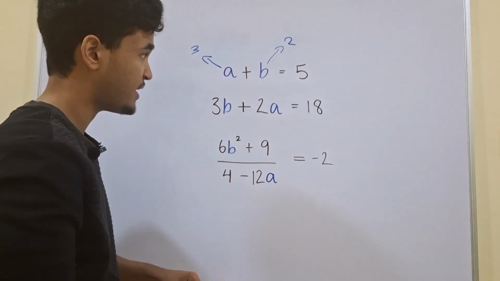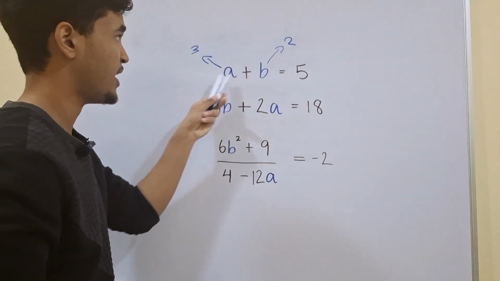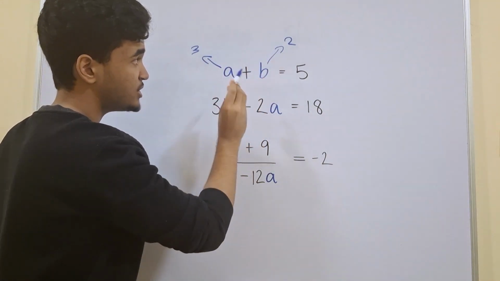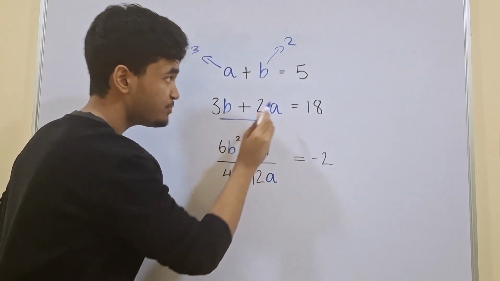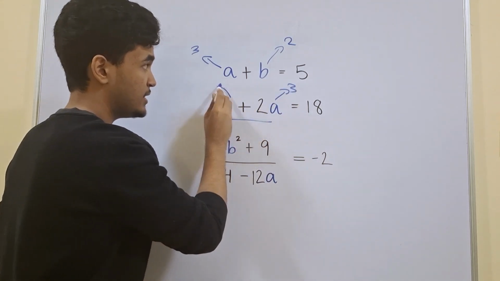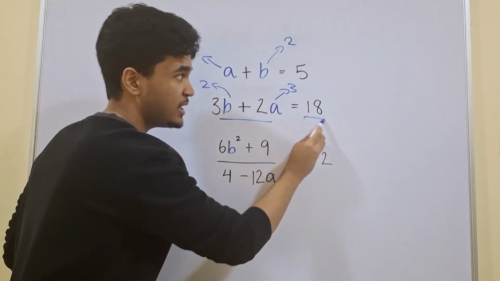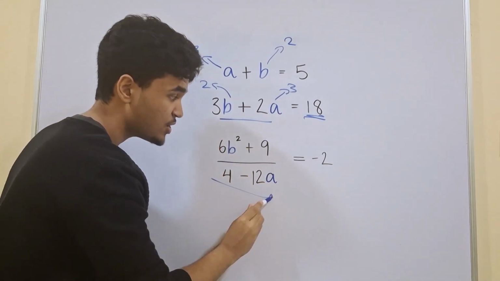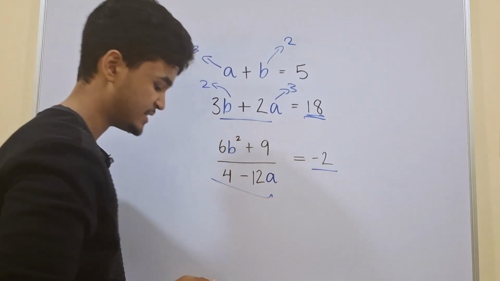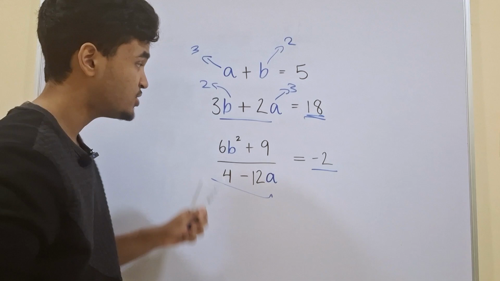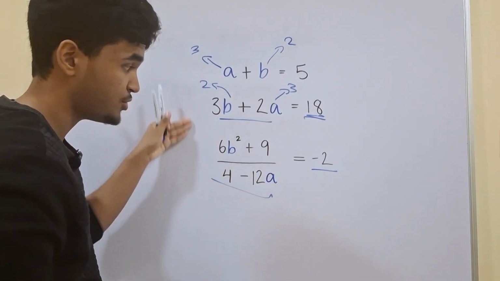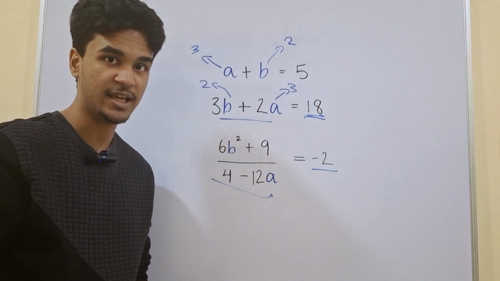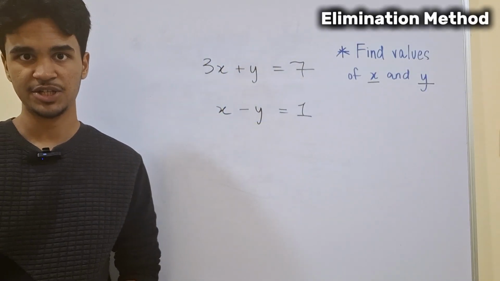So if you got these values in this question for a and b, 3 and 2, that means if you use 3 and 2 as your values for a and b in this equation, that means your answer should be ending up as 18. Just like that, if you use 3 and 2 in this equation, you should be getting your answer as -2. So the values of a and b should remain true to all equations so that you get the correct answers in the end. Okay, so let's start with the elimination method.